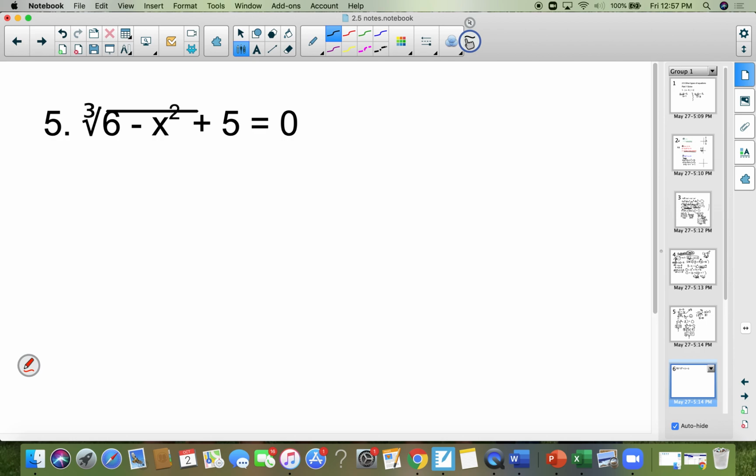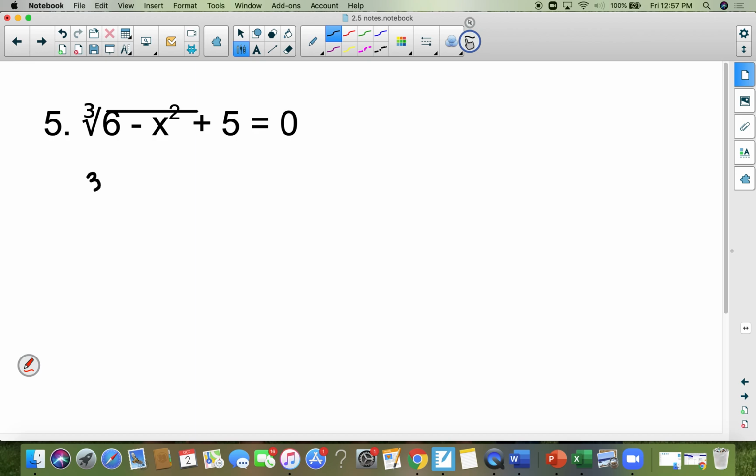Okay, we just did square roots, cube roots. Let's do another cube root. The cube root of 6 minus x. I'm going to rewrite it. I don't like the way the smartboard did that. And when I rewrite it, I'm going to get the radical alone and bring the 5 over to the right-hand side.